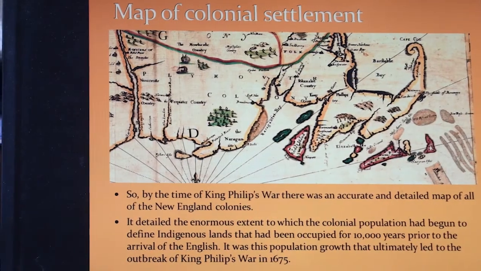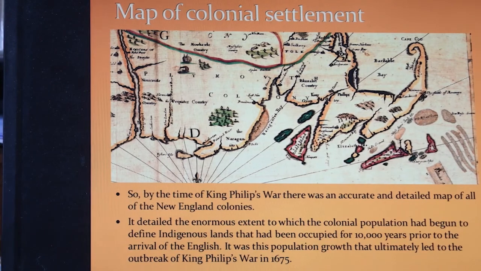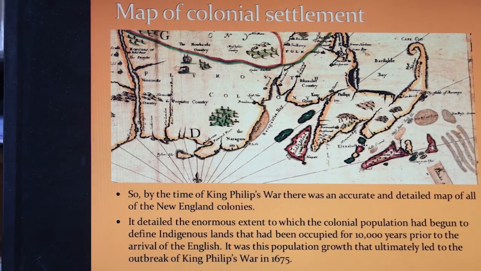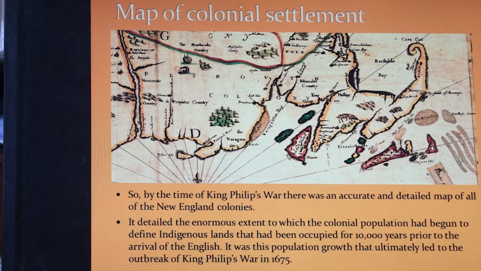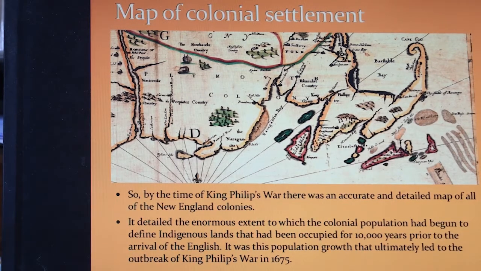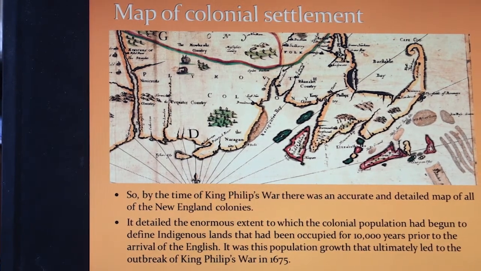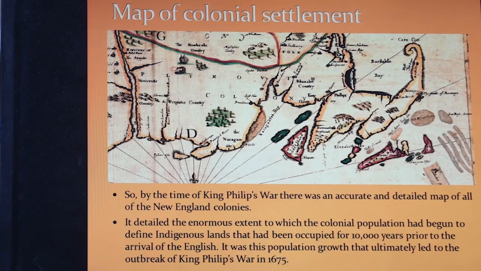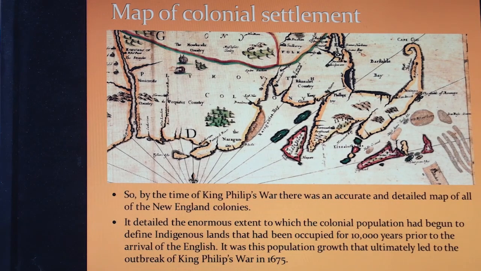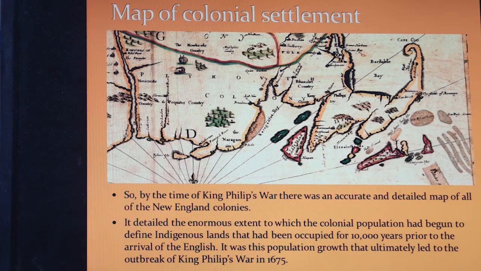So by the time of King Philip's War, there was an accurate and detailed map of all of the New England colonies. It detailed the enormous extent to which the colonial population had begun to define indigenous lands that had been occupied for 10,000 years prior to the arrival of the English. It was this population growth that ultimately led to the outbreak of the King Philip's War in 1675.